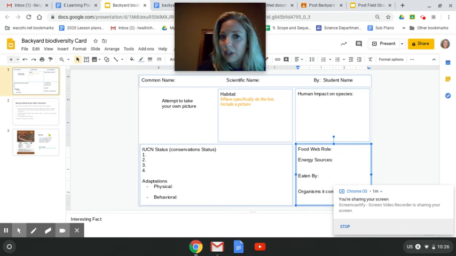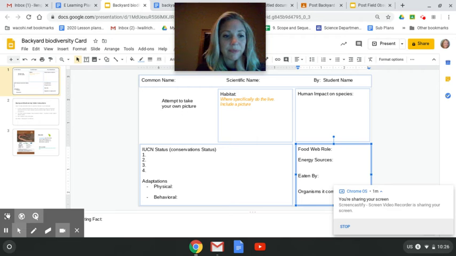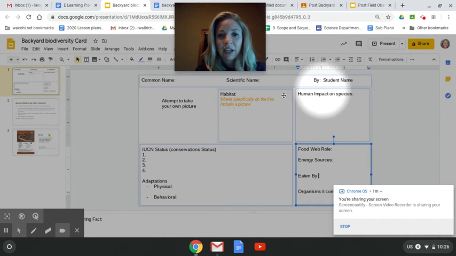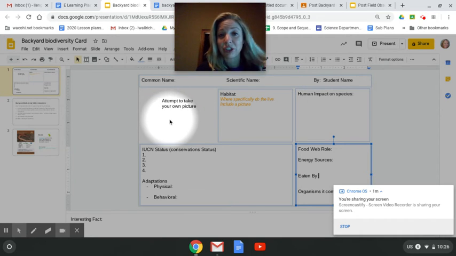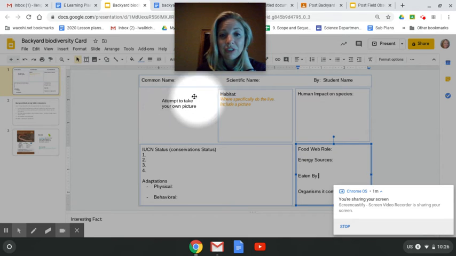So what you're going to do is I have created a template. You are going to put the common name of your organism and the scientific name. You're going to put your name. Over here, you're going to attempt to take your own picture, but it is okay if you get a picture from the internet if your pictures don't turn out so well. But those of you that like photography can do your own photography.